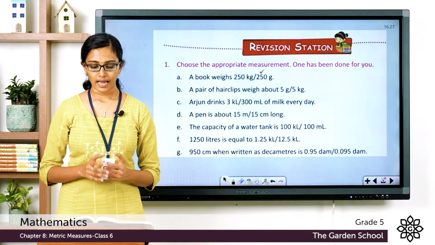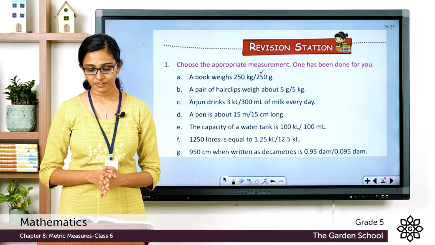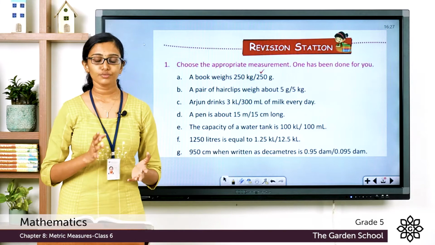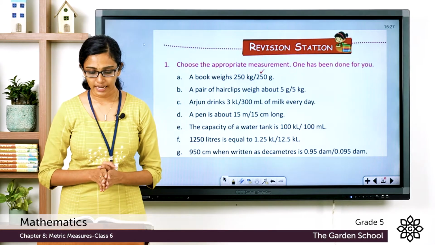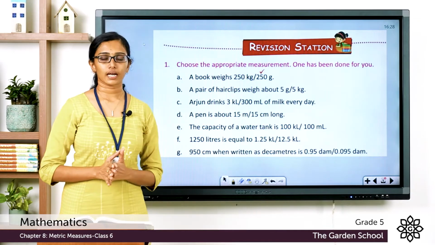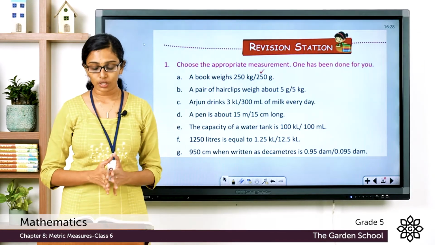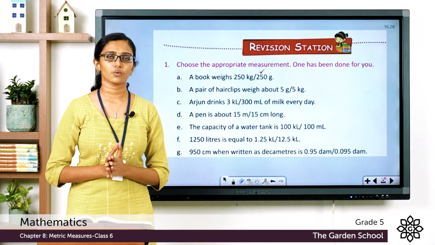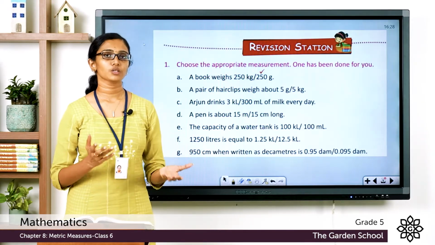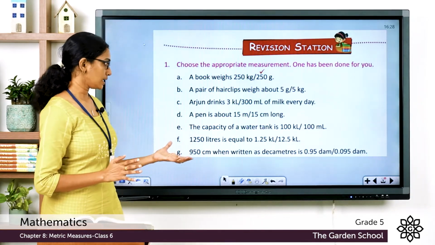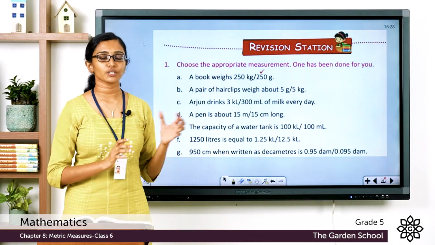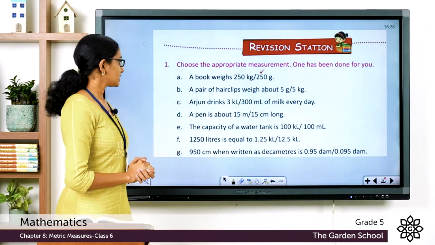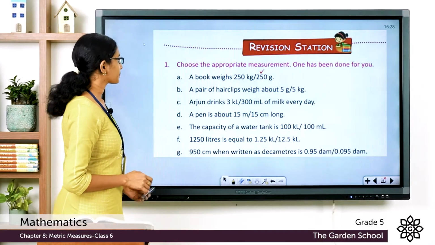So the first one: a book weighs 250 kilogram or 250 gram. And the answer is already shown there. It is 250 gram. All of us know that a book will not weigh 250 kilogram, so it must be somewhere about 250 gram. Similarly, you have to choose the possibly correct choices for each of the questions given here. Let's see each of the questions one by one.